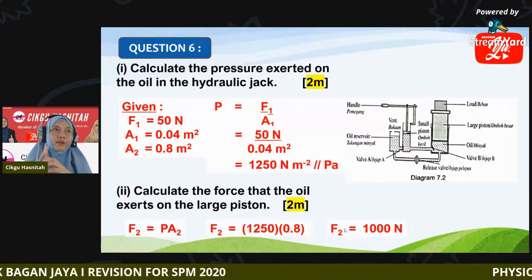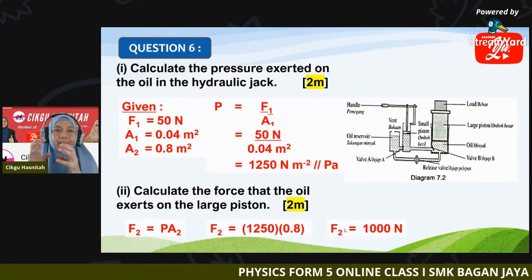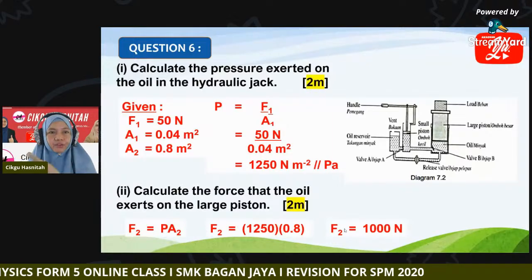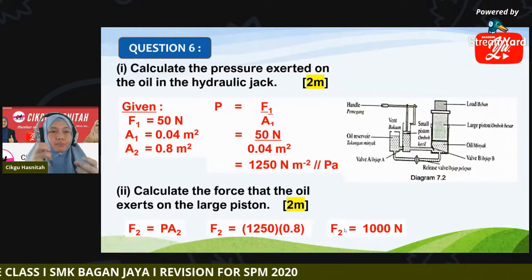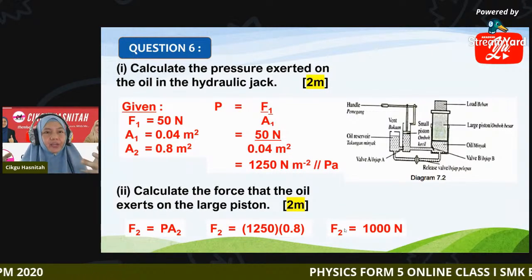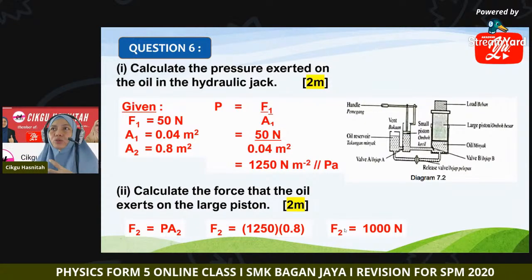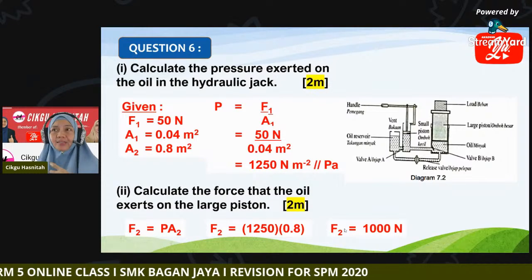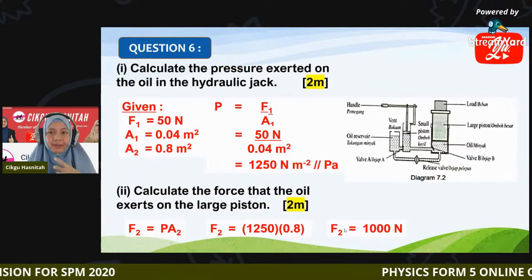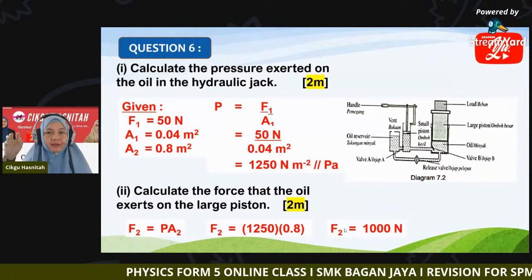One of the purposes of a hydraulic system: we apply small forces in order to produce large forces at the output. We apply small forces at the input, and finally bigger or huge forces are produced in the large output. So that's why we also call this hydraulic system a force multiplier. Apply small forces, in the end produce bigger forces at the output.